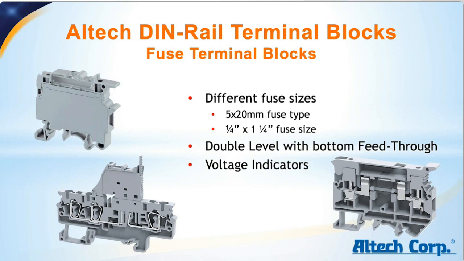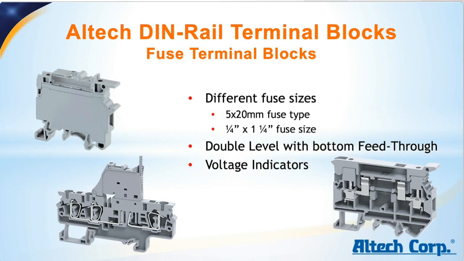There are 2 common fuse types that are used in fuse terminal blocks. One is 5 by 20 millimeter fuses. These fuse blocks are usually a little bit more compact and smaller than the other fuse size terminal blocks, which is a 1/4 by 1 1/4 fuse size. Obviously the fuse is a little bigger, so the fuse terminal block is a little bit bigger, but these two fuse sizes are the most common.